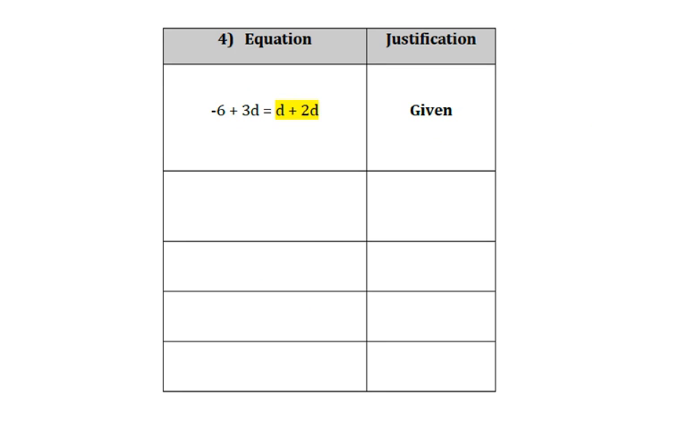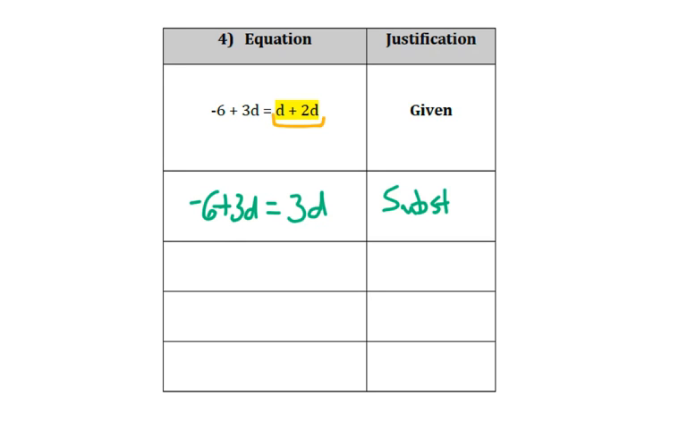Okay, so number 4, we have -6 plus 3d's equals d plus 2d's. You might already see that d plus 2d's, those are like terms. So we're going to use the substitution property and write, instead of d plus 2d's, 3d. So we get -6 plus 3d's is equal to 3d's.